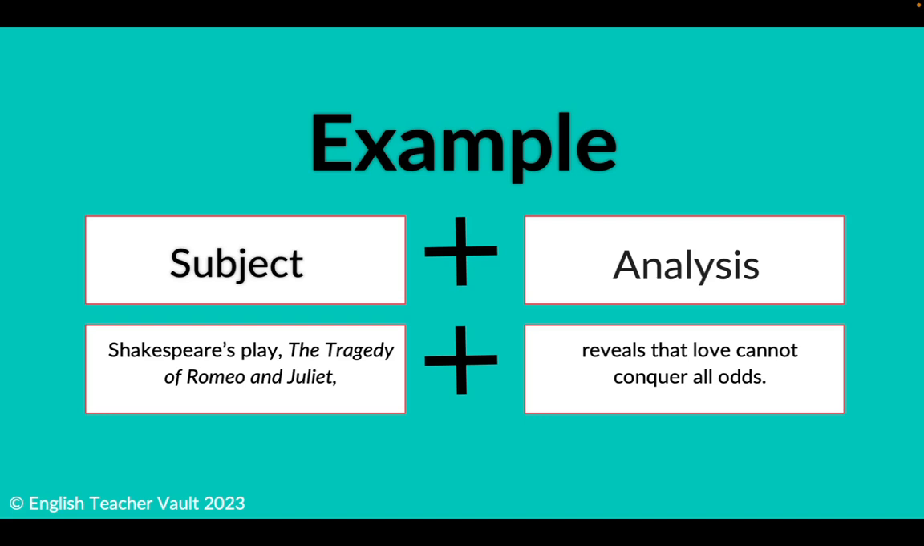So in this body paragraph, the writer is probably then going to go into some specific evidence and analysis about the love that these characters have and how it does not conquer all odds. It ends up falling short and the results are tragic. So they're going to give specific evidence, specific examples and analysis, but this topic sentence shows the reader where they're going in that body paragraph.